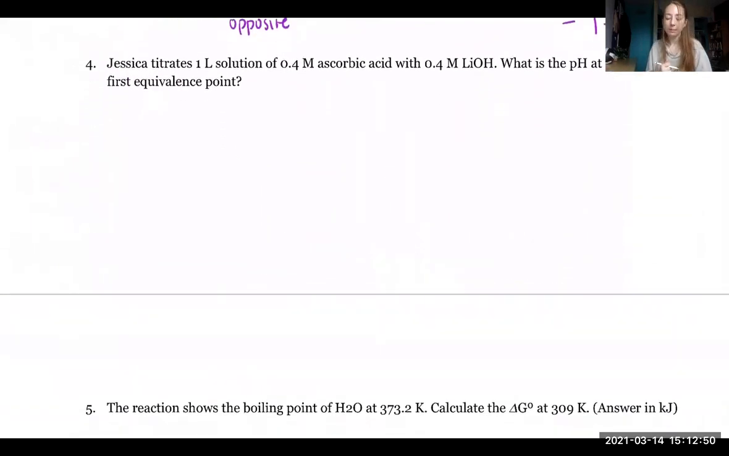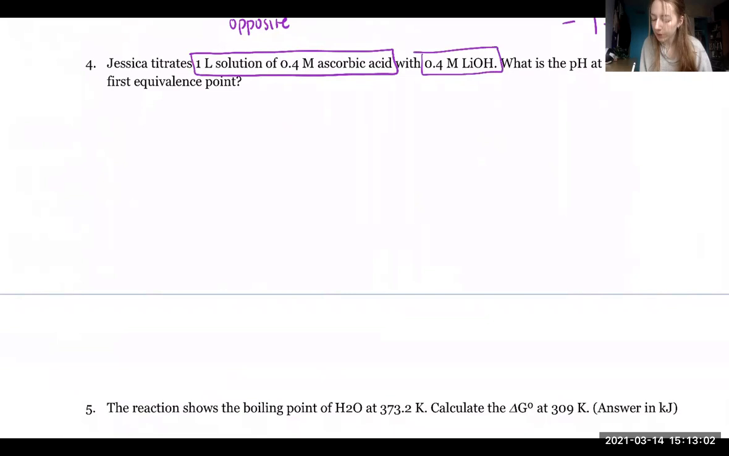So the next question I covered: we have a titration with this amount of ascorbic acid with this concentration of LiOH. What is the pH at the first equivalence point? Okay, so basically what you can do here is just use the pKa's, right? So let me get my values, and then I'll jump back to the screen. Just let me write these things down.